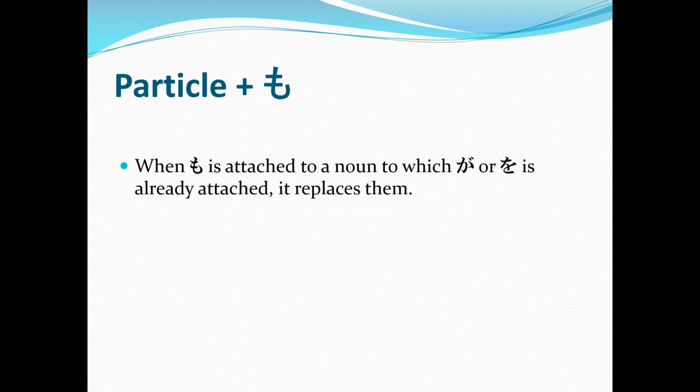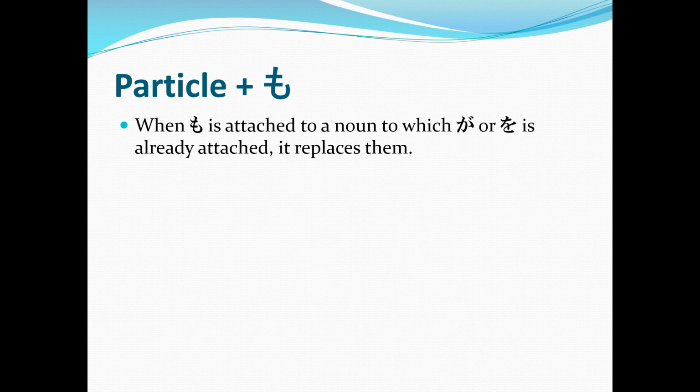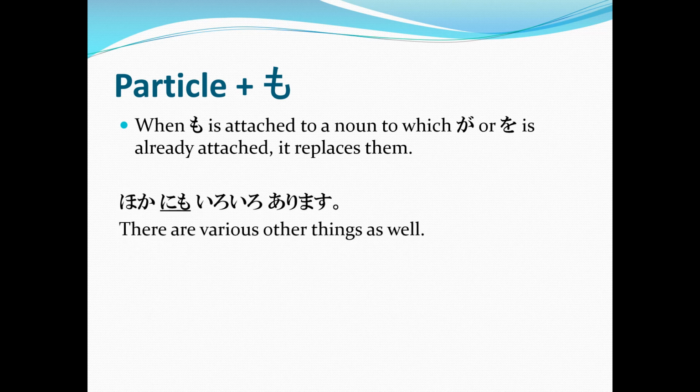Lastly, for lesson 30, we have particle mo. Again, particle mo. So when mo is attached to a noun to which ga or o is already attached, it replaces them. Example, hoka ni mo iro-iro arimasu. Or there are various other things as well.